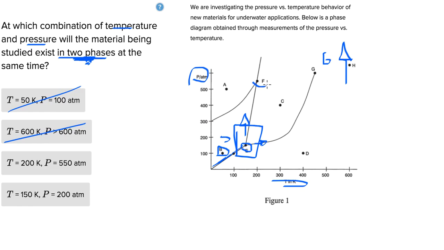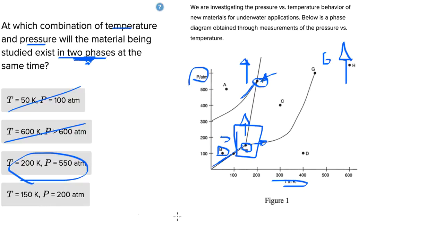The temperature here is 200 and the pressure is 550. It looks like that's referring to point F, which is a great example of when something drastic is happening. We're moving up, right? And then all of a sudden at point F we have a change from liquid to gas or solid to liquid. We've got something going on where two phases are occurring at the same time, because that is the spot at which the change occurs. So it very likely is this answer choice.